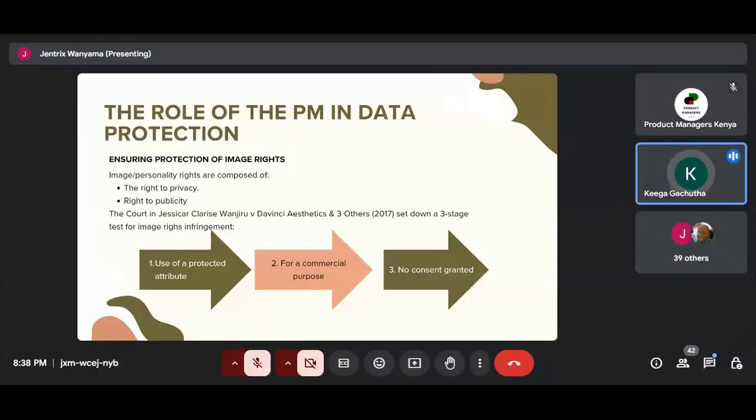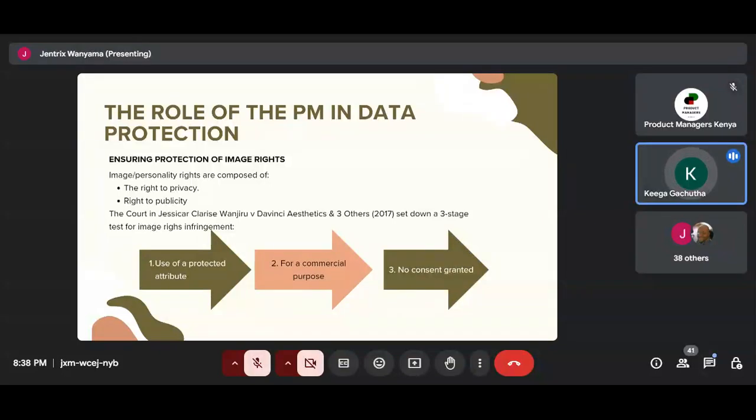And so generally, image rights are comprised of two things. It has the right to privacy, as well as the right to publicity. And these rights are going to give the individual certain characteristics. That is to say, through the right to privacy, the individual has the right to have the information protected. But at the same time, they also have the right to use their personal image for commercial exploitation if they choose to. And so in the event that the image is used for a commercial purpose, then their right to publicity is going to be invoked.